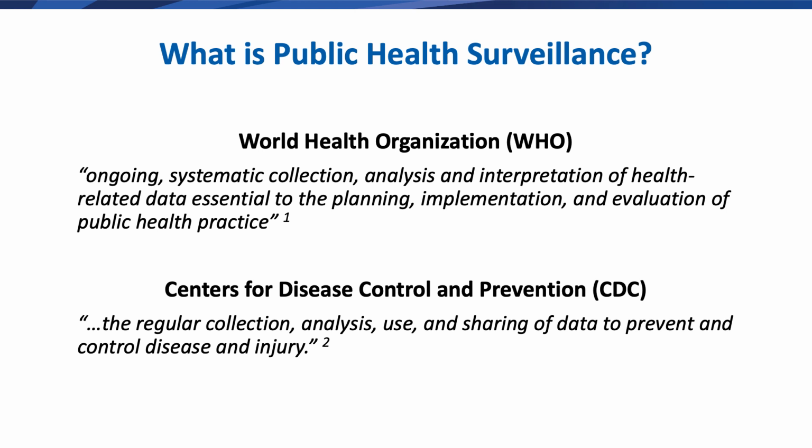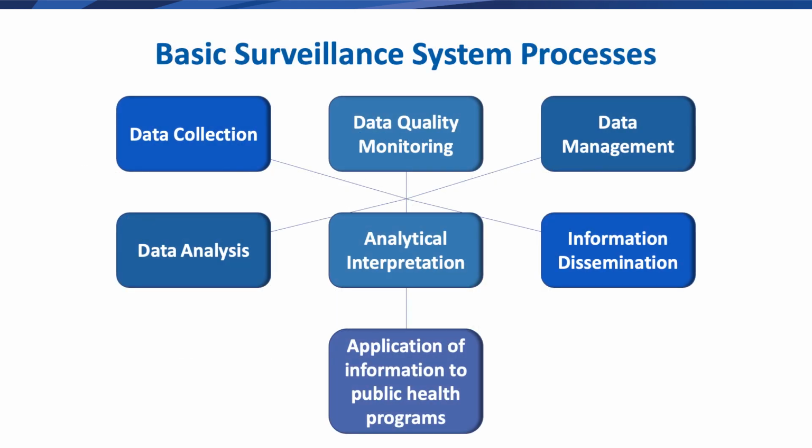disease and injury. In a 2017 paper in the Annual Review of Public Health Journal, Groseclose and Buckeridge identified 7 basic surveillance system processes. These include data collection, data quality monitoring, data management, data analysis, analytical interpretation, information dissemination, and application of information into public health programs. The final piece of applying the information is really what surveillance is all about, taking the raw data and being able to utilize it in an effective manner to drive positive public health outcomes.